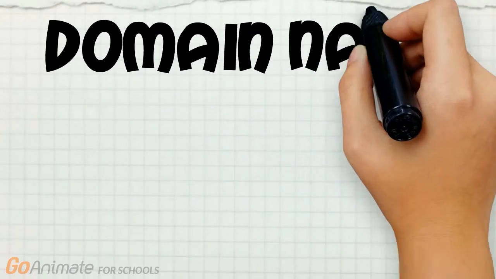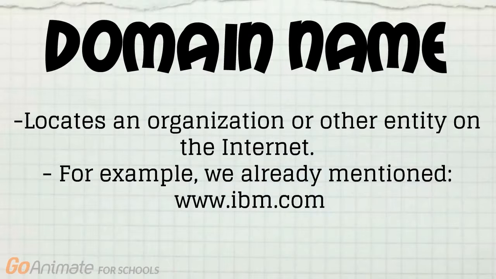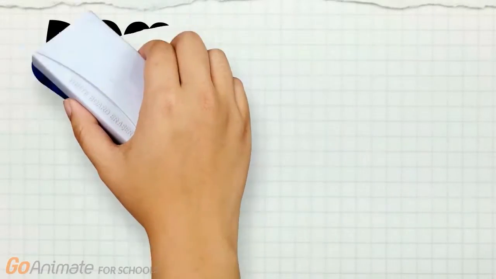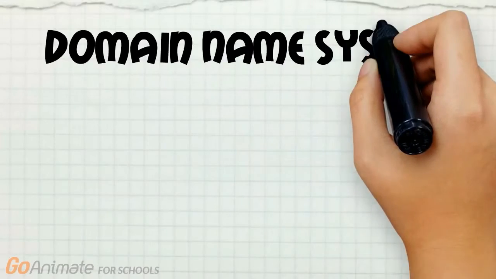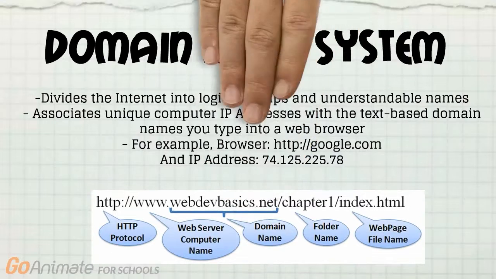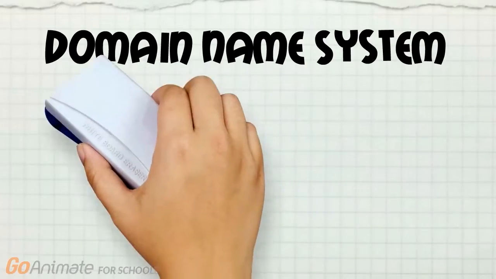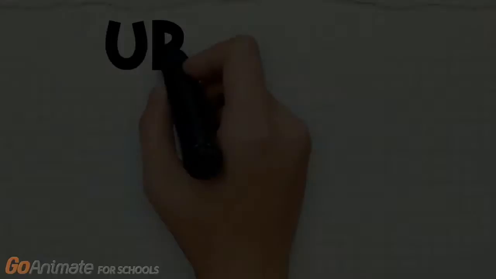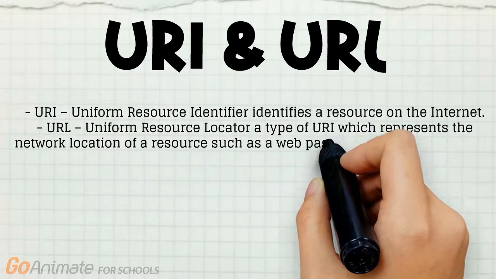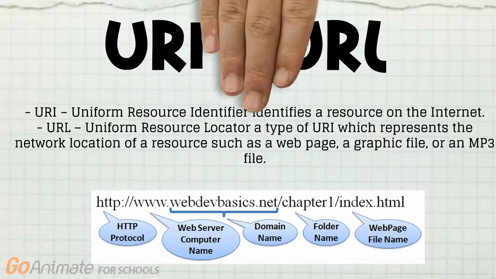A domain name locates an organization or other entity on the Internet. For example, we already mentioned www.ibm.com. The domain name system divides the Internet into logical groups and understandable names. It associates unique computer IP addresses with the text-based domain names in browsers. A Uniform Resource Identifier (URI) identifies a resource on the Internet, while a Uniform Resource Locator is a type of URI which represents the network location of a resource.